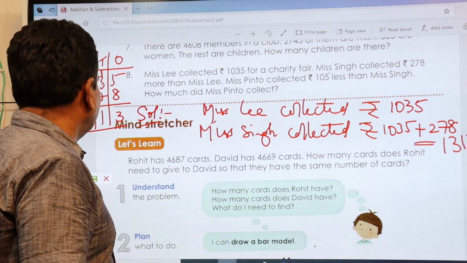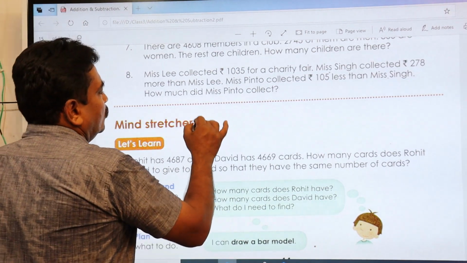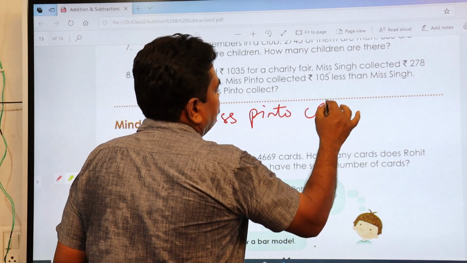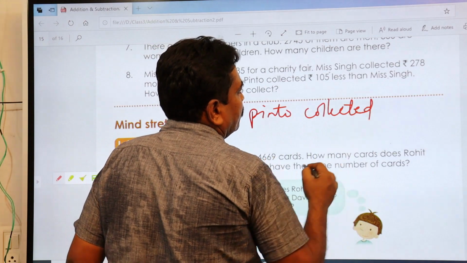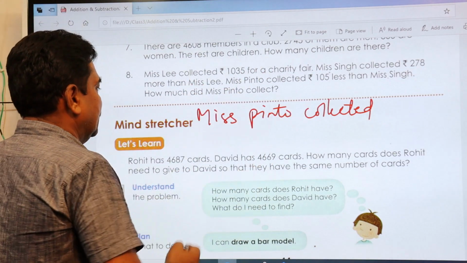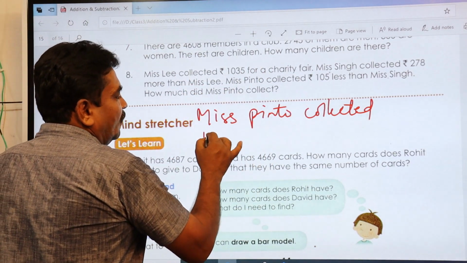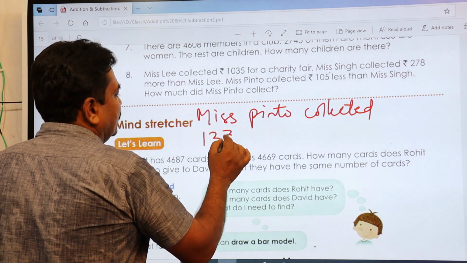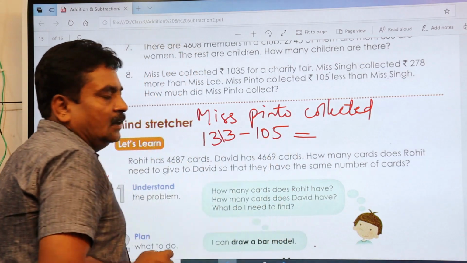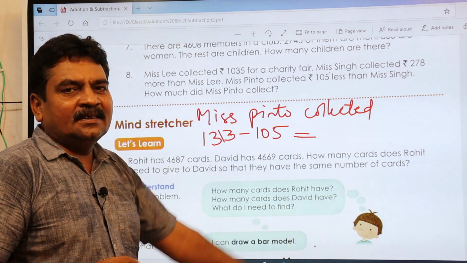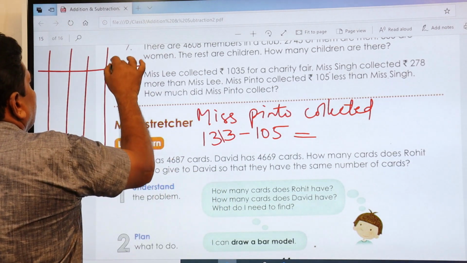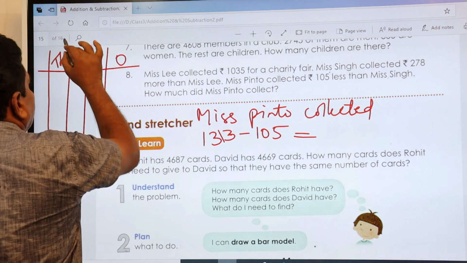Okay, so we'll do it in the next. Miss Pinto collected how much? 105 rupees less than Miss Singh. That is Miss Singh how much? 1313, right? 1313 minus 105. We'll do this. 1313 minus 105. So again you draw tables. This is ones, tens, 100 and 1000.